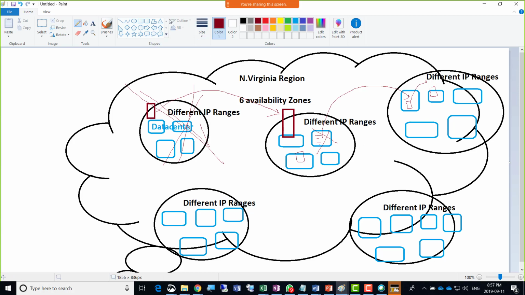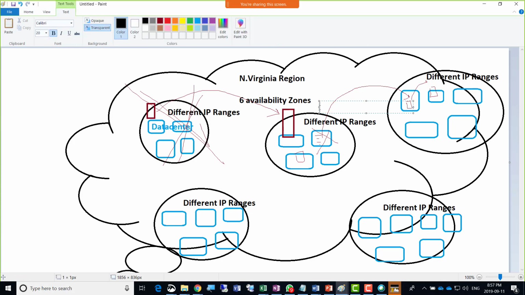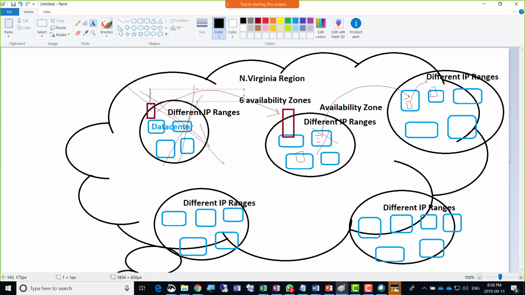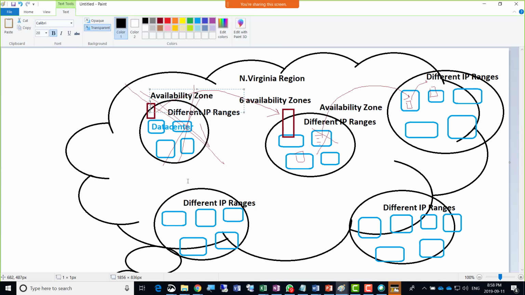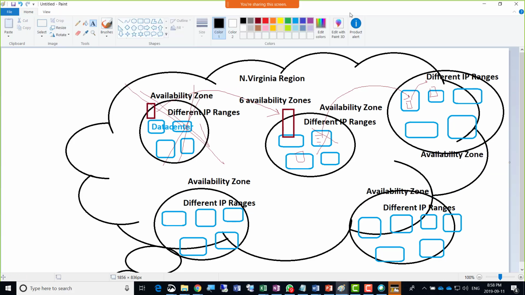And because I will be putting this diagram there as well, these circles were supposed to be availability zones. So I hope you will understand that.